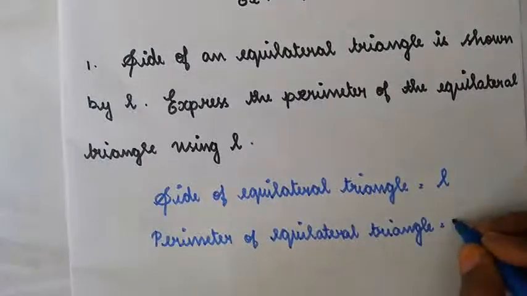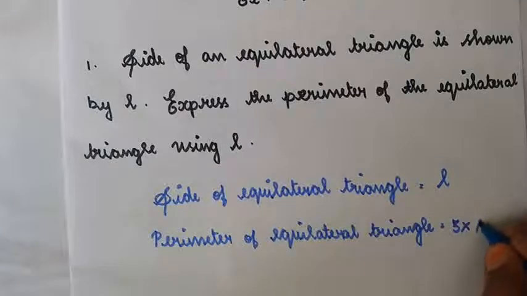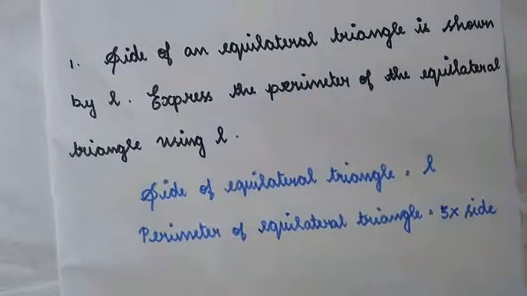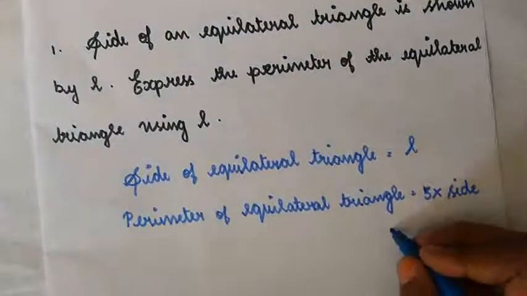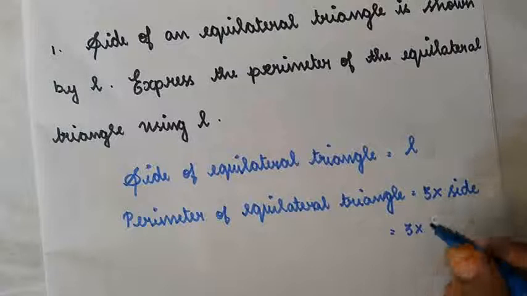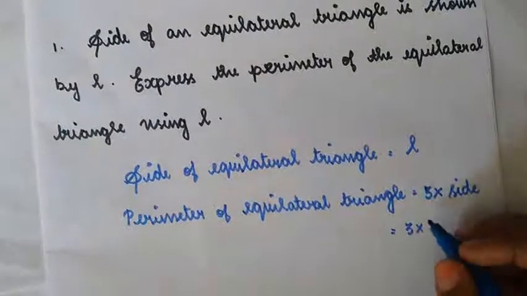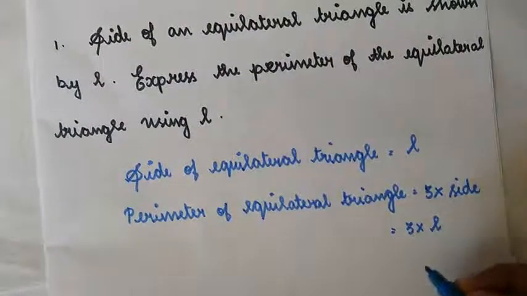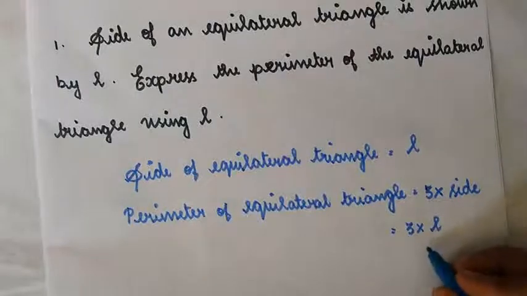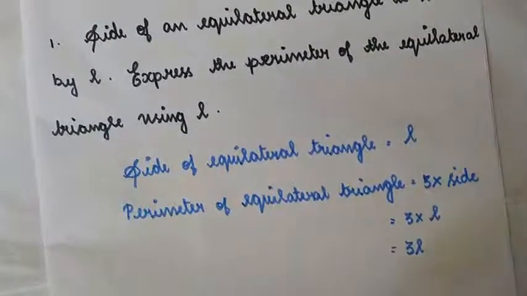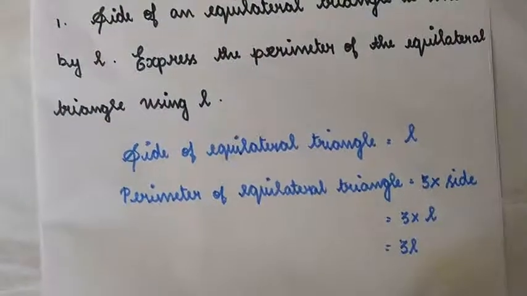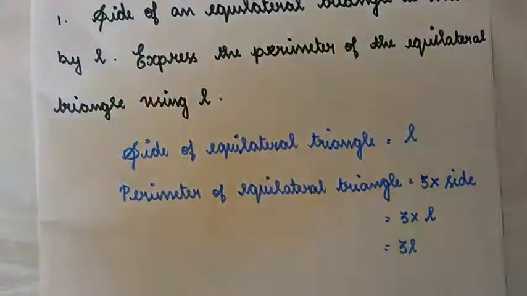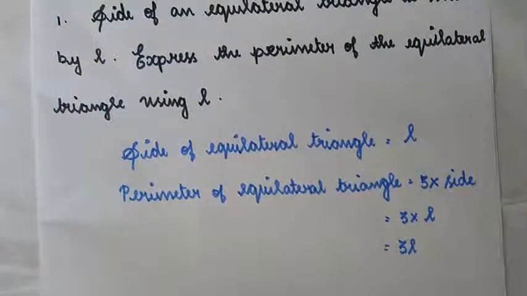So we have to write 3 into side. This is the formula for the perimeter of an equilateral triangle. Here the side represents L, so you can write L. So the answer is 3L. Therefore the perimeter of the equilateral triangle is 3L. Next we have to take question number 2. This is also the same.